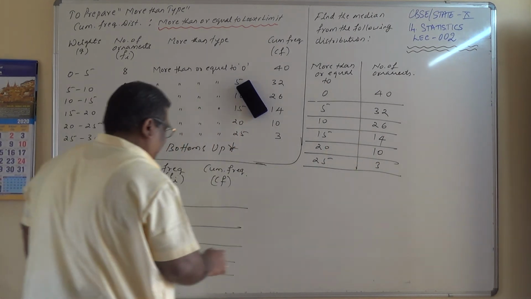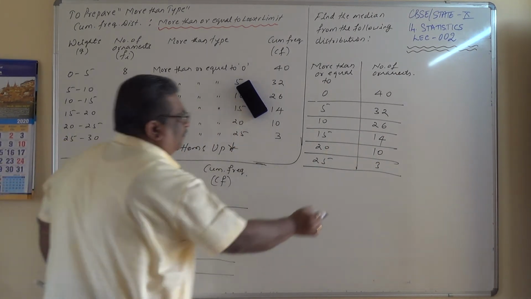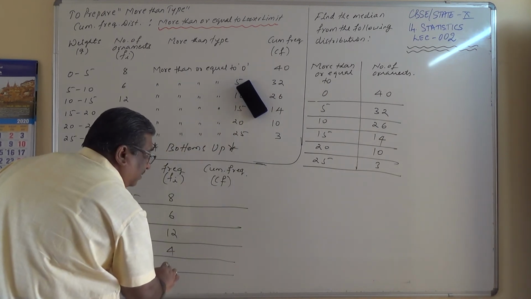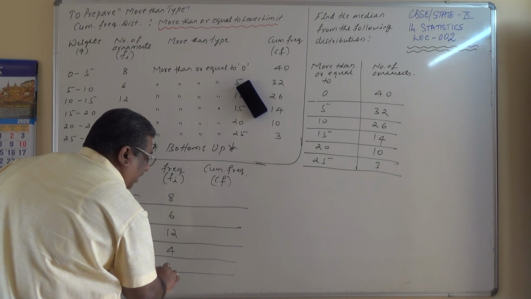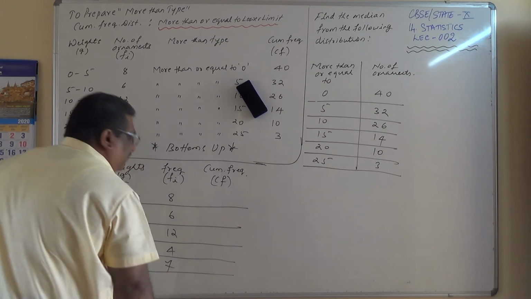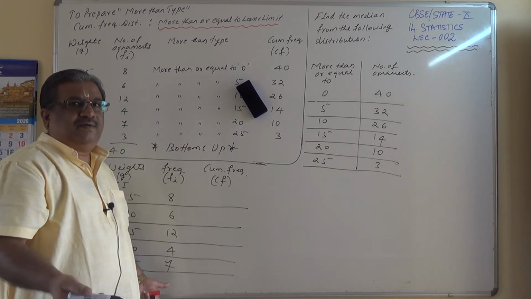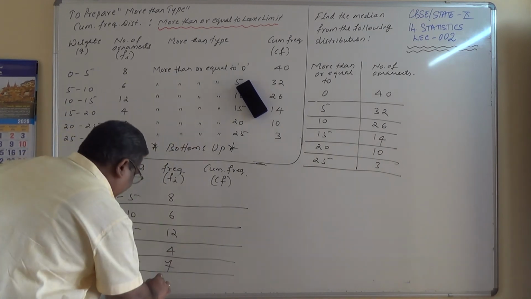14 minus 10, 4. 10 minus 7, 10 minus 7, 3. And 3 minus what? 3 minus 0. And therefore that is 3 as it is.